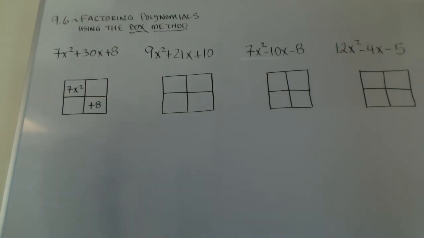So this is another way to factor polynomials using the box method. I showed you guys the cross method, but here's another way because some people might like this one better. I'll show you a few examples and you can choose whichever way you think is best for you.